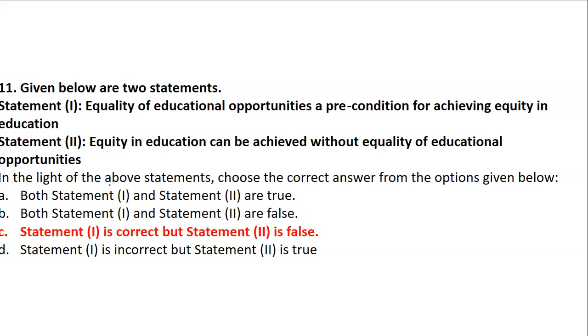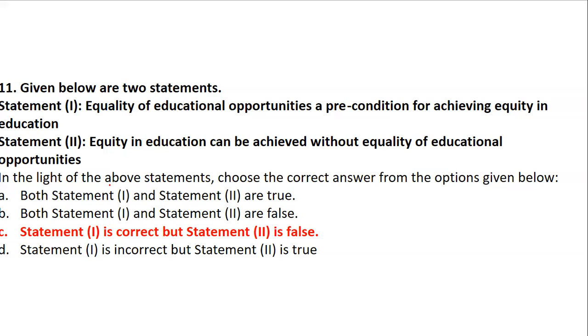Now how? Let's see. What was the first statement saying? That equality of educational opportunities is a precondition or a prerequisite for achieving equity in education. So in case we want to achieve equity in education in our country, it is important that we have equality of educational opportunities. Yes, which is right. Unless we give equality in educational opportunity, we will not get equity in education. But statement 2 says that equity in education can be achieved without equality. No, unless we give a platform of equality, how will we achieve equity in education?